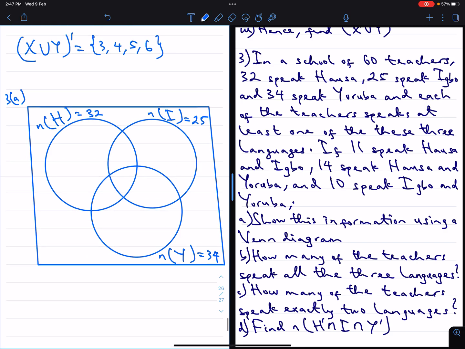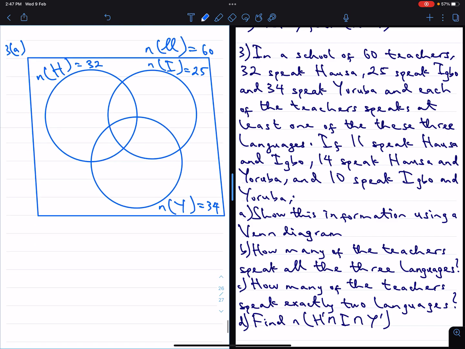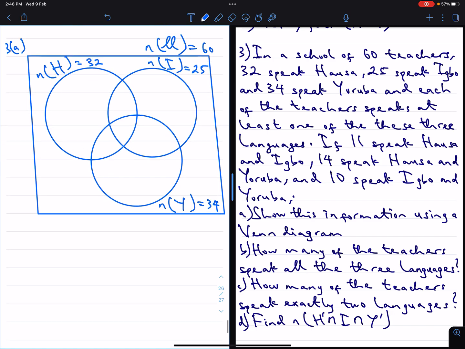Now the universal set, let U be the universal set, and the number of elements in it is 60. That's the number of teachers in the school. Now 34 speak Yoruba, 32 speak Hausa, 25 speak Igbo, and each speaks at least one. If 11 speak Hausa and Igbo, that means the whole of this place represents the teachers who speak Hausa and Igbo. So that's a combination of those who speak Hausa and Igbo only, and those who speak all the three languages.